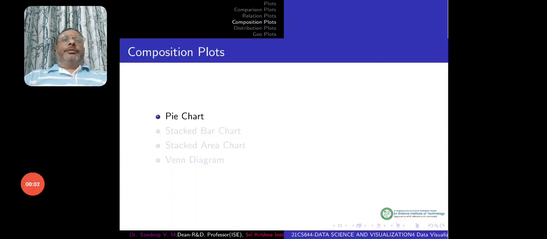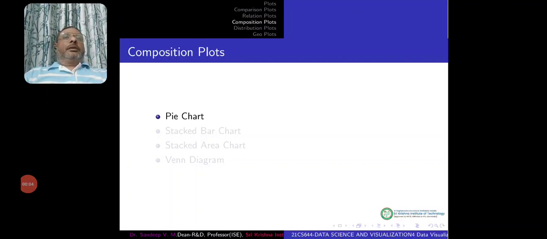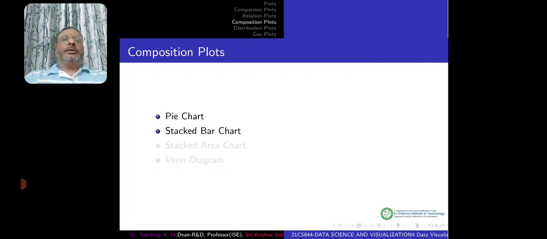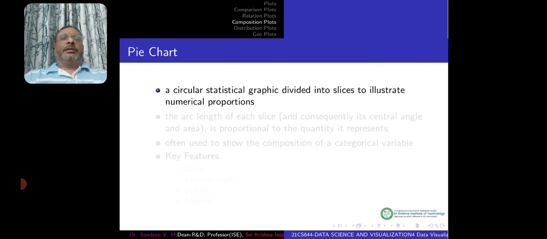The next set of plots is about the composition plots. In these composition plots, we look at various plots like pie chart, stacked bar chart, stacked area chart, and Venn diagram. So let's begin with the pie chart.